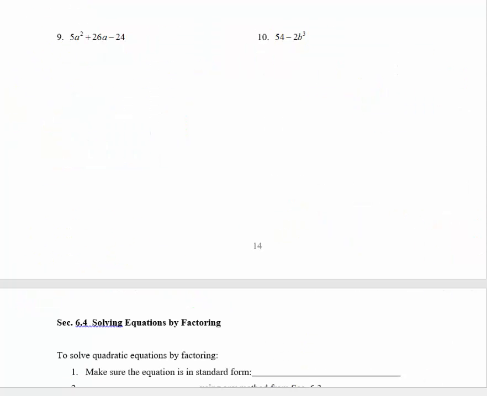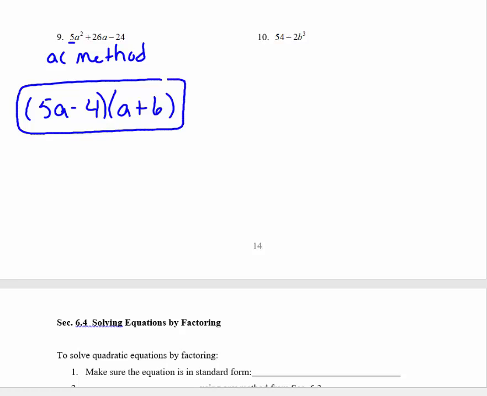Number 9, 5a squared plus 26a minus 24. Looking for a GCF, there is none. There are 3 terms, so we're looking to see if it's the C method, the AC method, or perfect squares. Because the number in front of a squared is 5, we know that it's the AC method. So I'm going to let you do the AC method. I will give you the final answer, and the final answer would be 5a minus 4 times a plus 6. So make sure you can do that AC method.